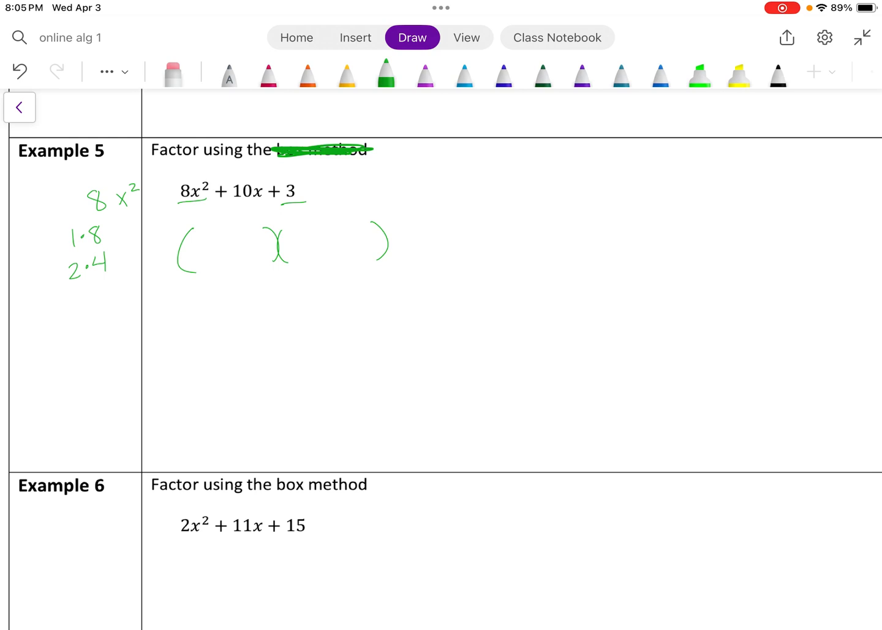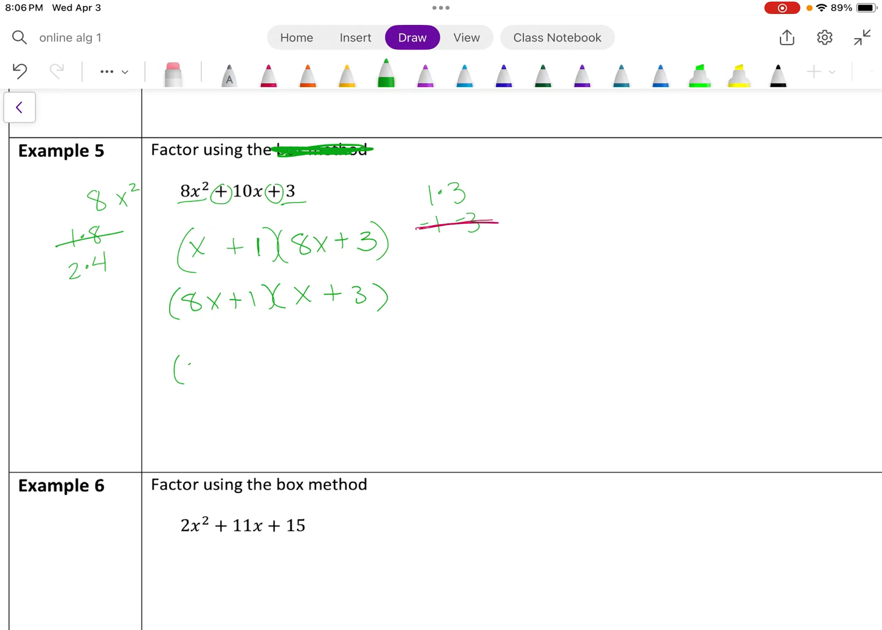And then to get 3, the only way to multiply to be 3 is 1 and 3 or negative 1 and negative 3. But since both the signs are positive, I know that this isn't an option. So I know that I have a 1 and I know that I have a 3. Let's list all of the different possibilities so you can see everything we have to choose from. We could have 1x plus 1 and an 8x plus 3. We could flip that around and have an 8x plus 1 and a 1x plus 3.